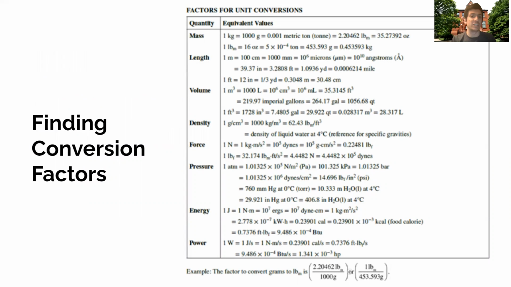As you can see here, each of these rows in this table is really important for chemical engineering: mass, length, volume, density, force, pressure, energy, power. Each of those will come up at some point in chemical engineering or in physics in general. So it's really important to understand how we measure these. We measure them using these units.